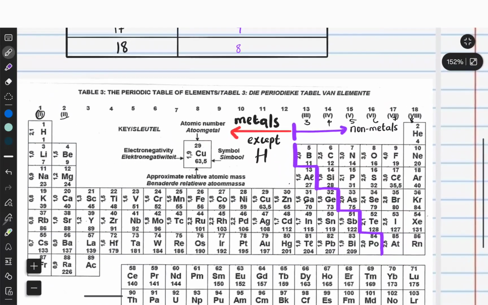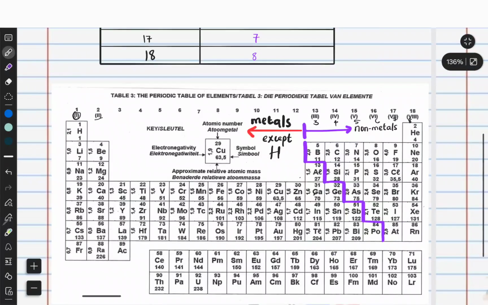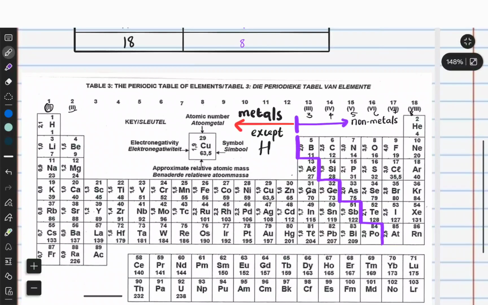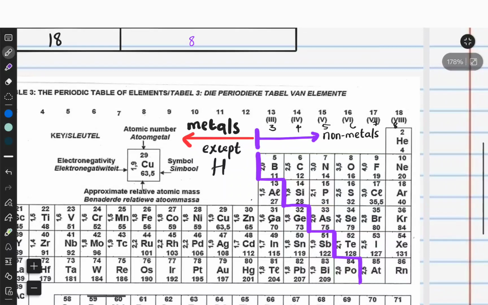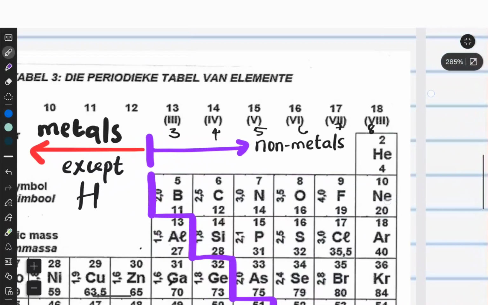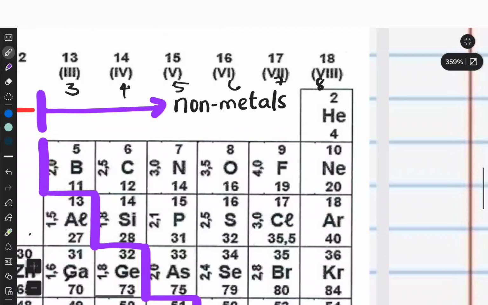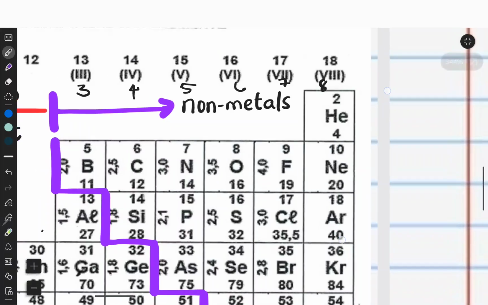Because those ones follow a strict, consistent pattern that we can group. So now when we go to group 13, again we have 3 valence electrons and so on until group 18. So with group 18 we have 8 valence electrons.